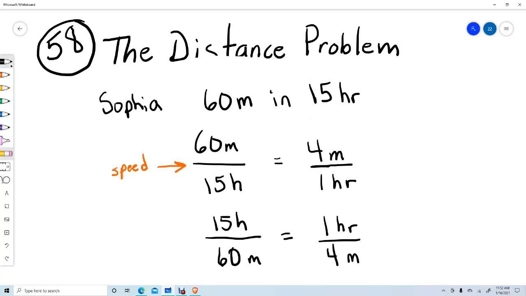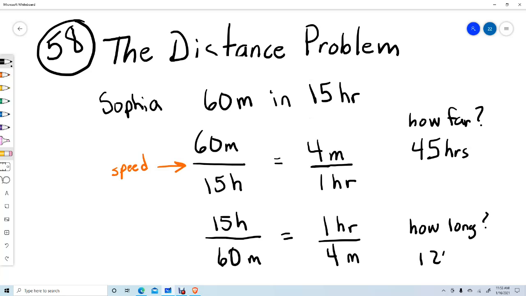All right. So now we have 2 ratios. And so they can ask me 2 questions. They can say, how far can Sophia jog in 45 hours? And we want to know how far. The second question they could ask is, how long does it take Sophia to jog 120 miles? So how long? 120 miles.